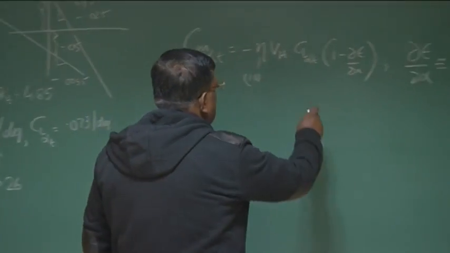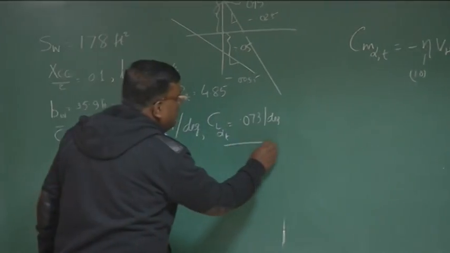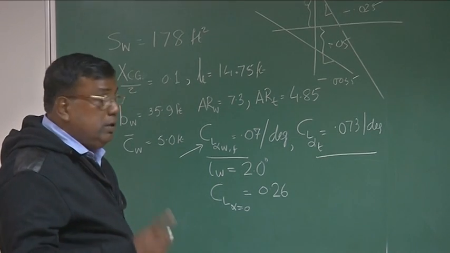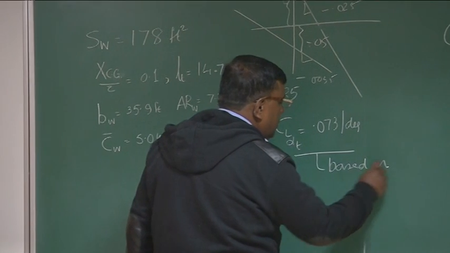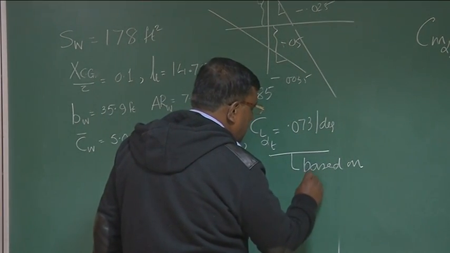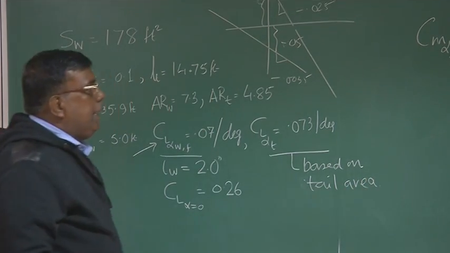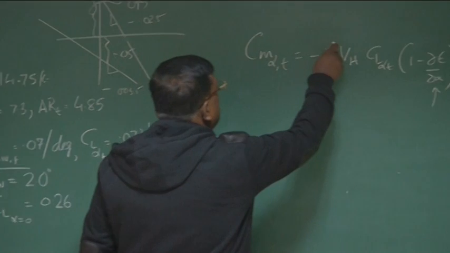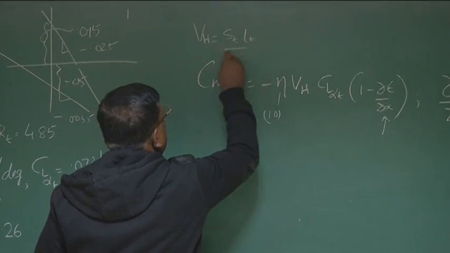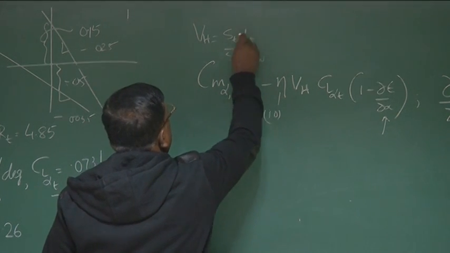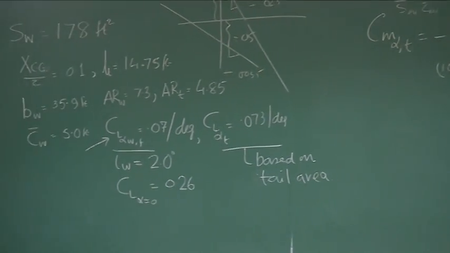So I know now this term, CL alpha tail. You see here, CL alpha tail is given as 0.073 per degree, but note this is based on tail area, right? That is why you see here in the formulation, in the VH, it is ST LT by S wing C bar wing. This ST is here. So CL alpha tail is 0.073 per degree.